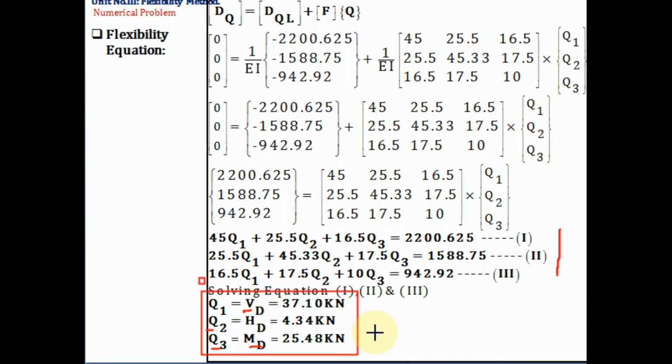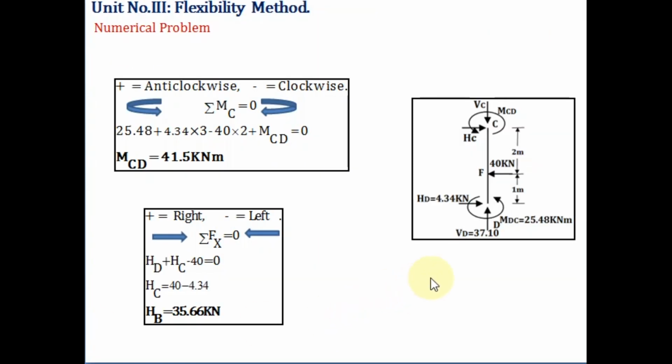Now after finding these unknowns, this structure has become statically determinate. Now we have to find the other unknowns in the problem. At the support D, we know the vertical reaction, the horizontal reaction and also the moment at D. Now all these three values are known, so we can find the horizontal reaction at C, the vertical reaction at C, and also the moment in member CD.